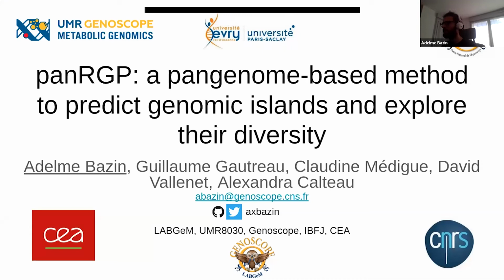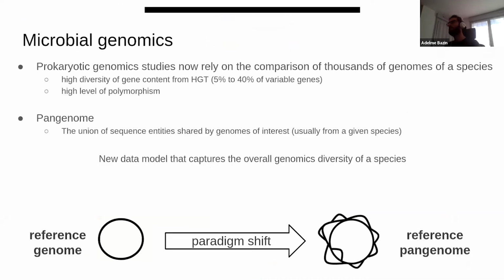So hello, I'm Adam Bazin. I'll be talking about PanRGP today. It's a pangenome-based method to predict genomic islands and explore their diversity. Nowadays, when you conduct prokaryotic genomic studies, you tend to rely on the comparison of hundreds to thousands of genomes of the same species. Those genomes display a very high diversity in terms of gene content. Most of this diversity comes from horizontal gene transfer, and between 5 to 40% of genes between two different genomes of the same species are different.